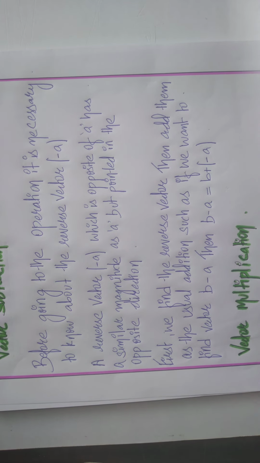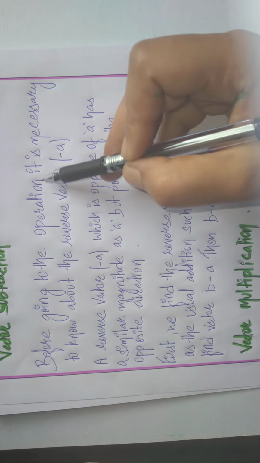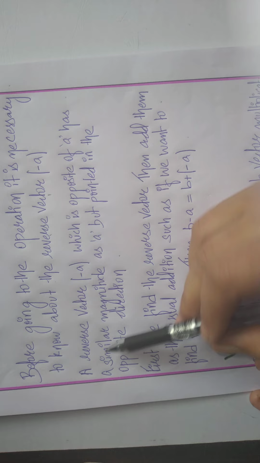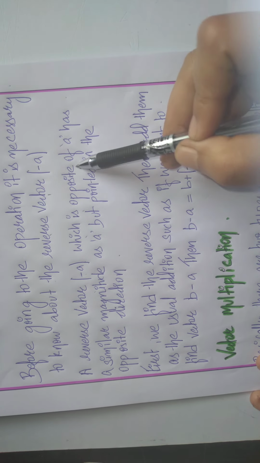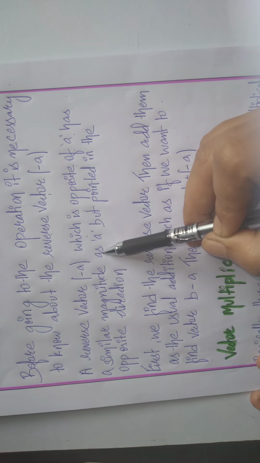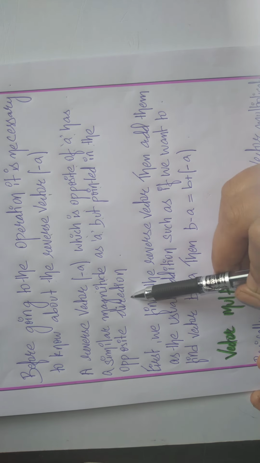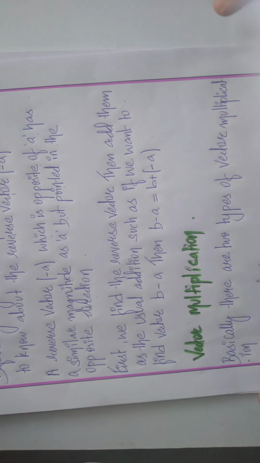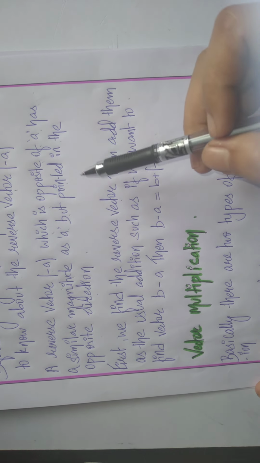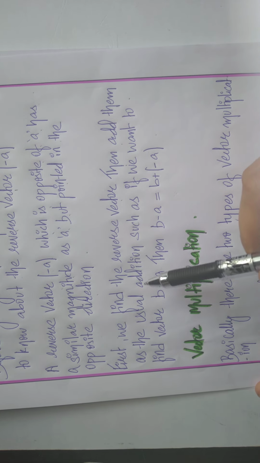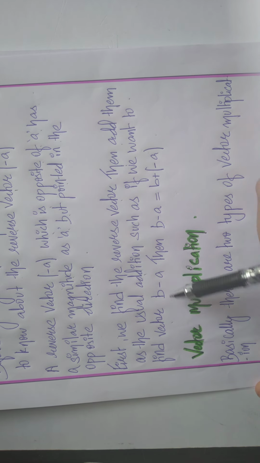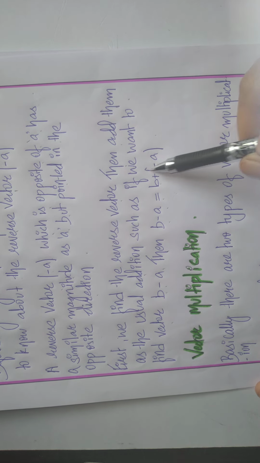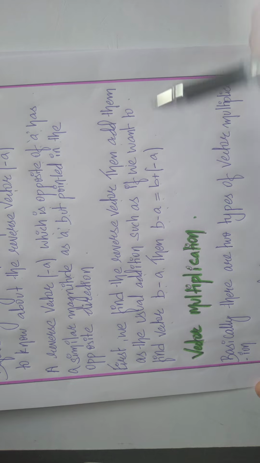Now we have vector subtraction. Before going to the operation, it is necessary to know about the reverse vector. A reverse vector, that is minus A, which is opposite of A, has the same magnitude as A but is pointed in the opposite direction. First we have to find the reverse vector, then add as usual addition. Such as, if you want to find vector B minus A, then B minus A equals B plus minus A. This is the reverse vector.